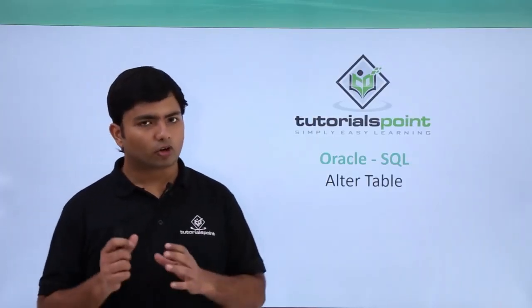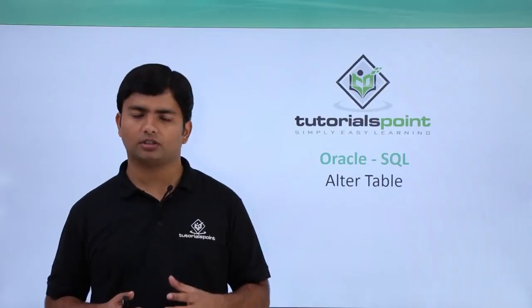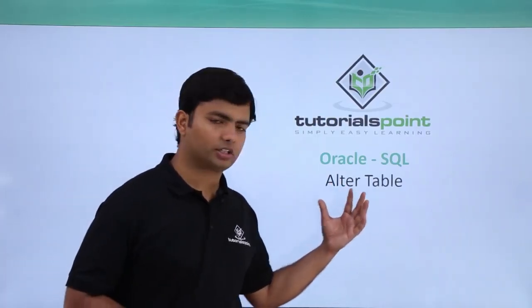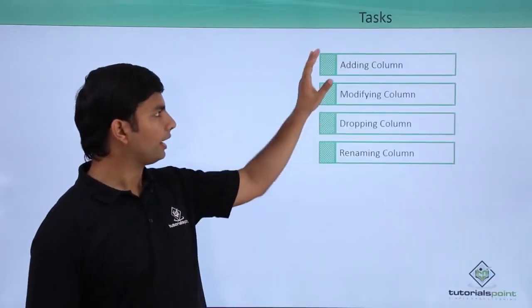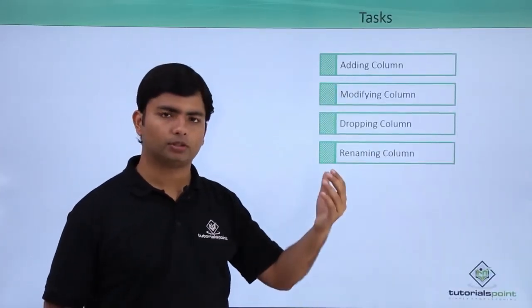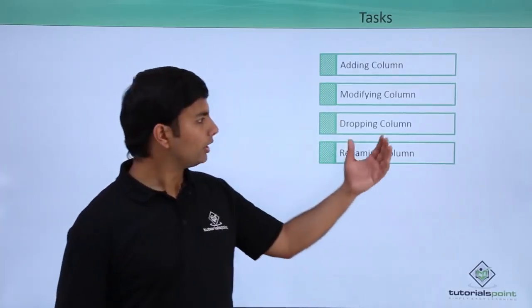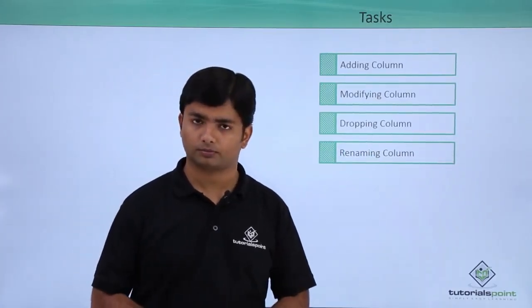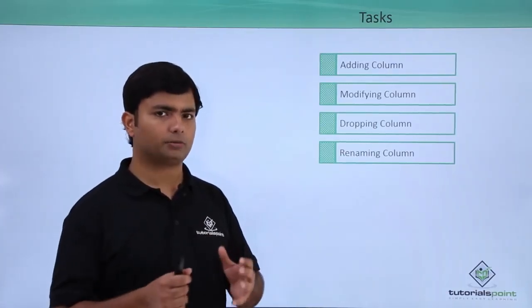Now, as we have already created a table, if you want to modify the structure of that particular table, you can do that with the alter table command. So basically here alter table can add a new column in your table, or if you want you can modify any existing column, you can drop any existing column, or you can rename any existing column. So these are all the things which can be performed by the alter table.